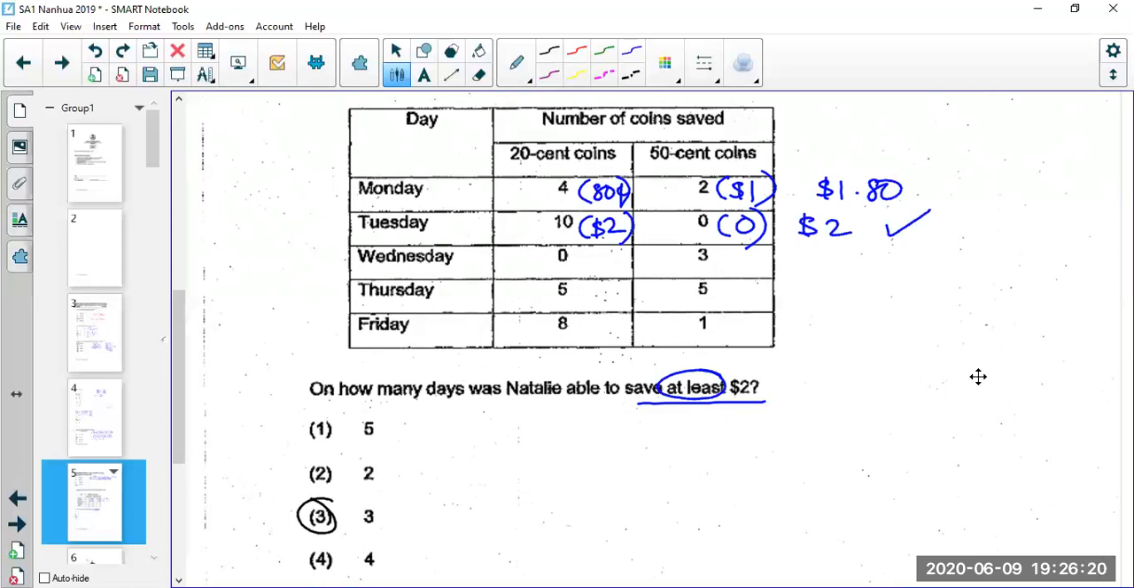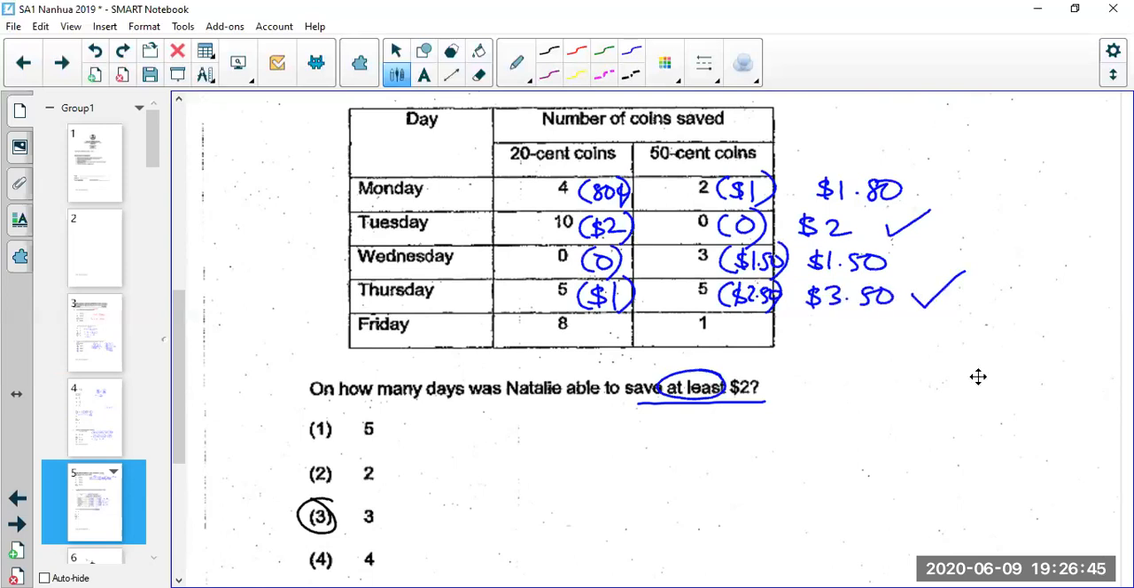Then how about Wednesday? Wednesday, nothing. And then 3 50 cents. That will be $1.50. So on Wednesday, you save $1.50. And then Thursday, 5 20 cents. 5 20 cents is $1. 5 50 cent coins will be $2.50. Right, that's your 5 50 cent coins. Then total will be $3.50. This is also counted, right?